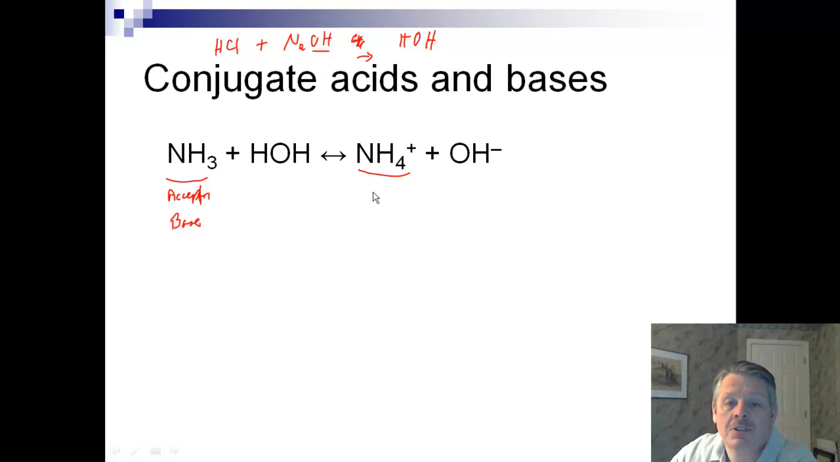That means this thing over here must be the conjugate acid, because if you reverse the direction of the equation, it is acting like an acid. Similarly, the water over on the left must be acting as a donor of a proton, so it must be an acid. Hence, this must be the conjugate base over here.